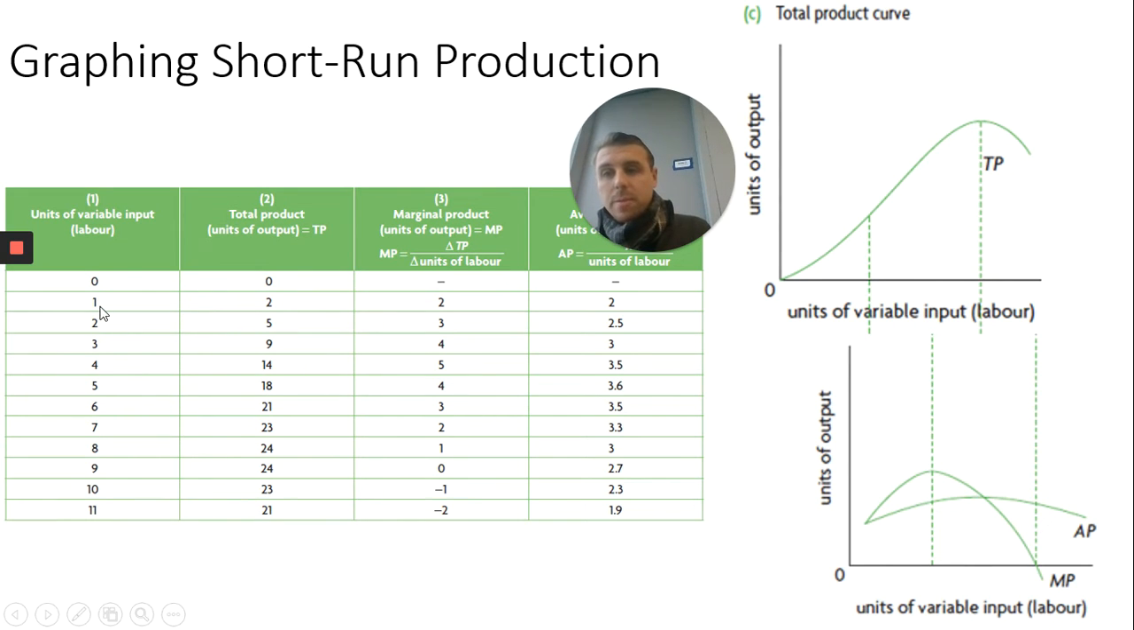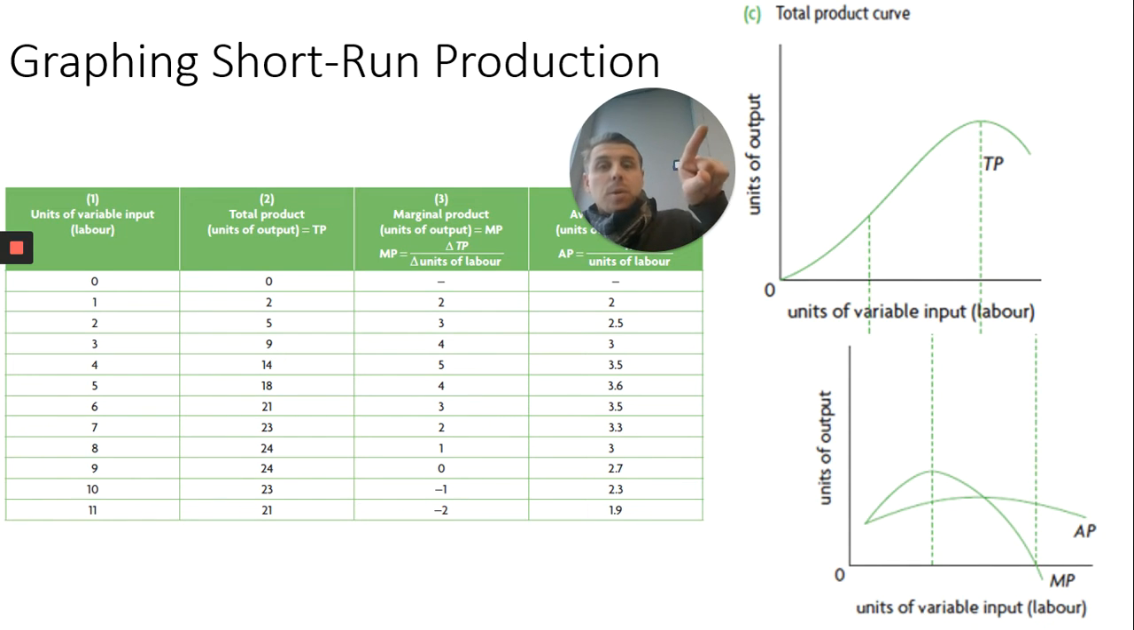So I would say, okay, for 1 unit of labor, I'm getting 2 output. Okay, so 1 labor, 2 output. For 11 labor, 21 output. 9 labor, 24 output. And that graphs us this kind of curve here, where we see as we add people to our firm, we make more and more and more.